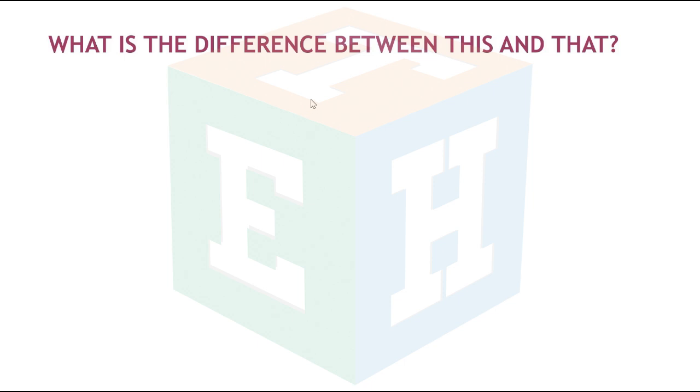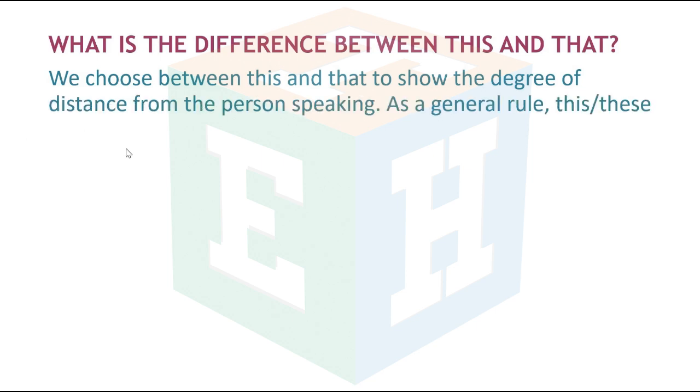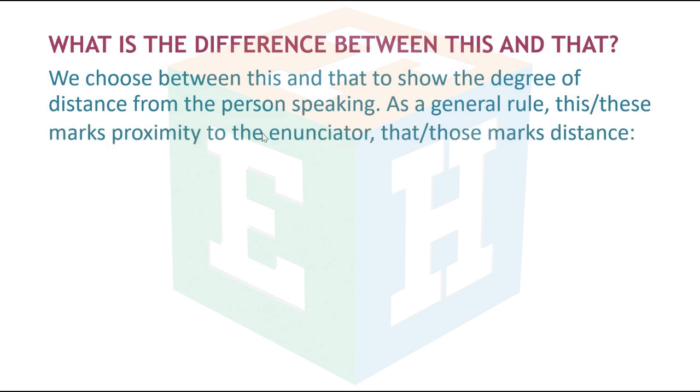What is the difference between this and that? We choose between this and that to show the degree of distance from the person speaking. As a general rule, this or these marks proximity to the speaker. That or those marks distance.